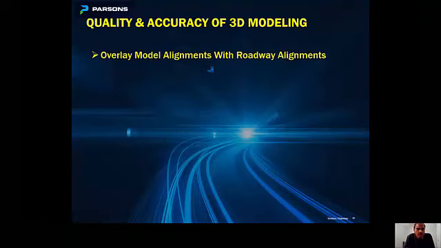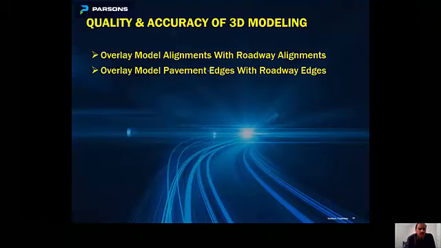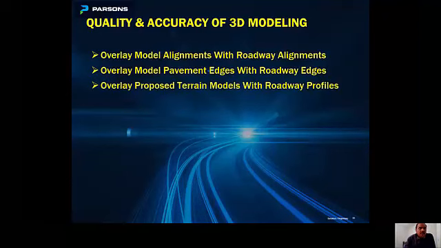It is always important to check that the modeling alignments match the roadway alignments that were designed. Every single ramp, cross street, frontage road, and mainline alignment from the modeling side would also have to match the roadway design, so they would all have to line up with each other. And then we would also have to check the pavement edge file and overlay it with the roadway edge file to make sure that they all align correctly and match.